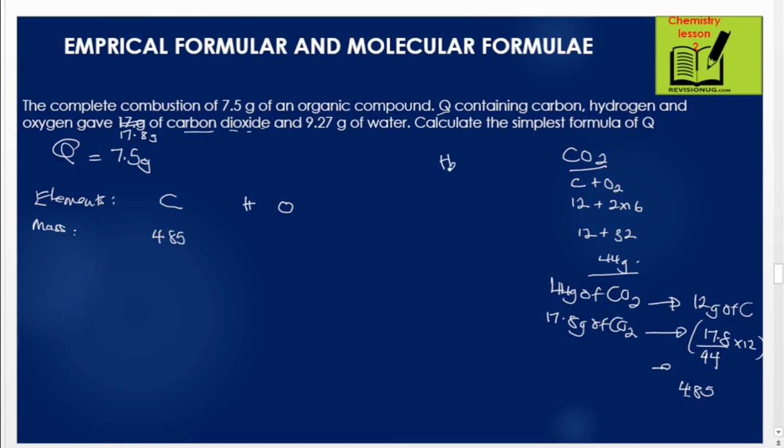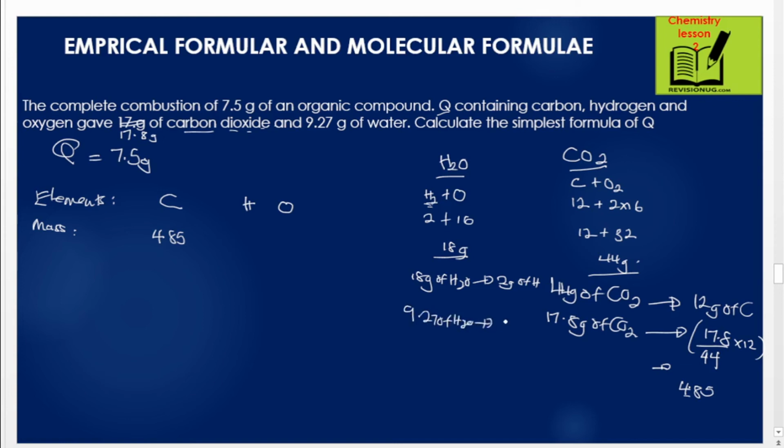Now let us write our water here. Then this water has hydrogen, and there are 2, and oxygen. Then hydrogen, this is 2, then plus 16, which is now giving us 18 grams, which means that 18 grams of water contains how many hydrogens? It is containing 2 hydrogens. Are you getting that? 2 grams of hydrogen. Then how much water was produced? Just 9.27 grams of water.